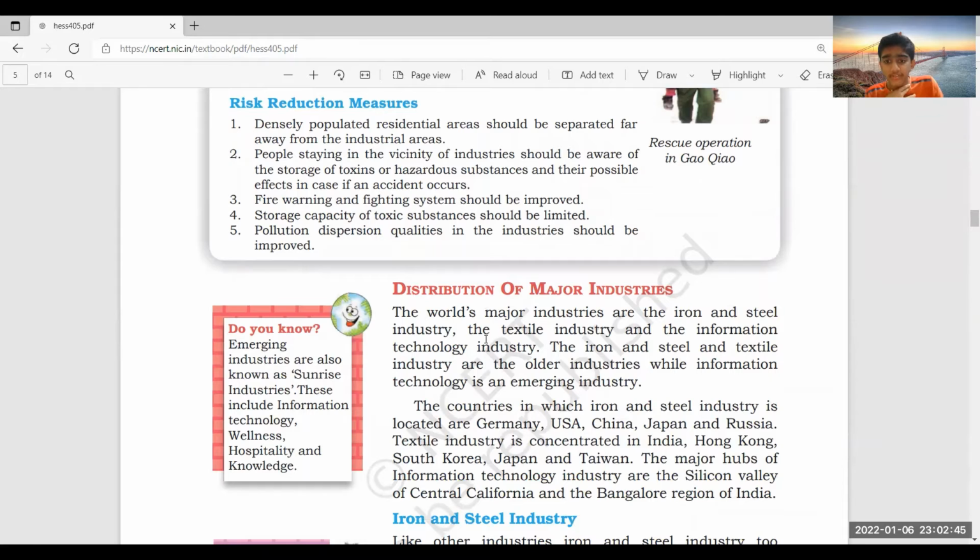And now, distribution of major industries. See, distribution depends upon the resources which you have around. Now in Jharkhand we have resources like steel and iron. That's the reason iron and steel industries are set up. In Bangalore we have more workers. That's the reason Silicon Valley is there. In Hyderabad we have an IT city, more workers. That is how distribution of industries is done, right?